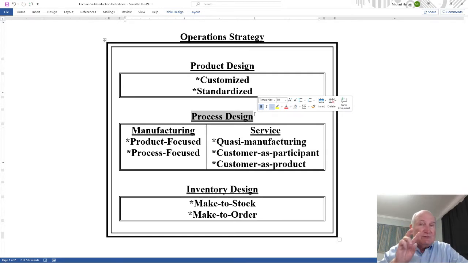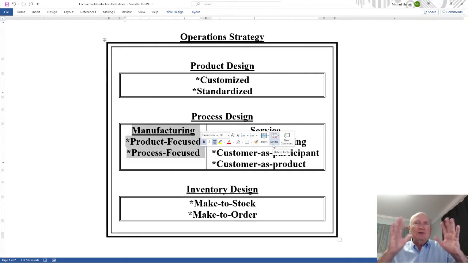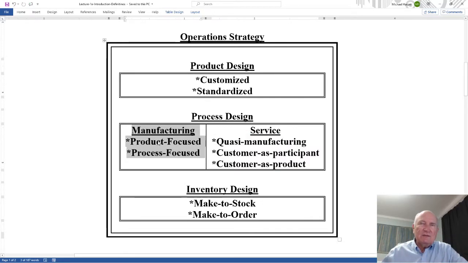Well, product and service, there's two types of designs. One is manufacturing process design for a product, or service process design for the service industry. First, let's look at manufacturing process design. There's two basic types. There's more than this, but this is just an introduction. First, you have product focused and process focused. Okay, those are the two types we'll look at initially.